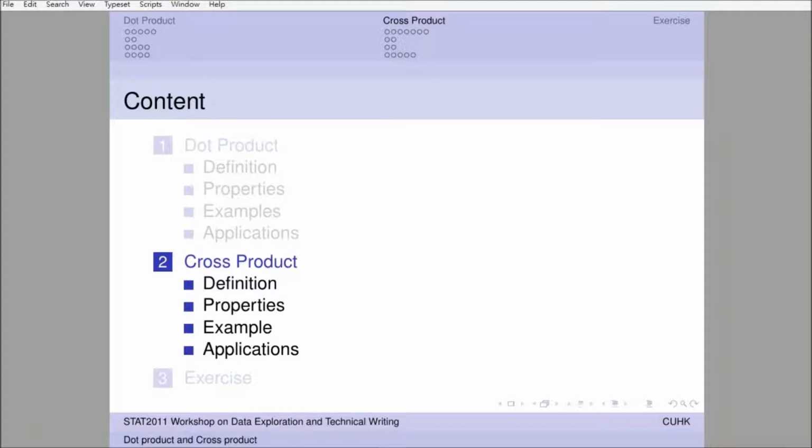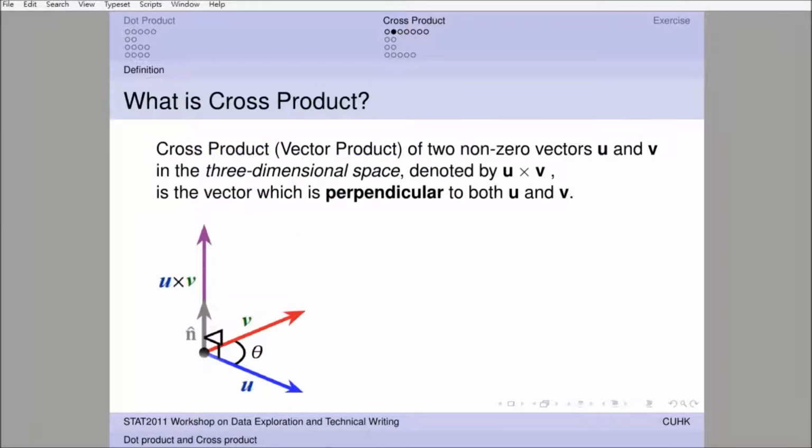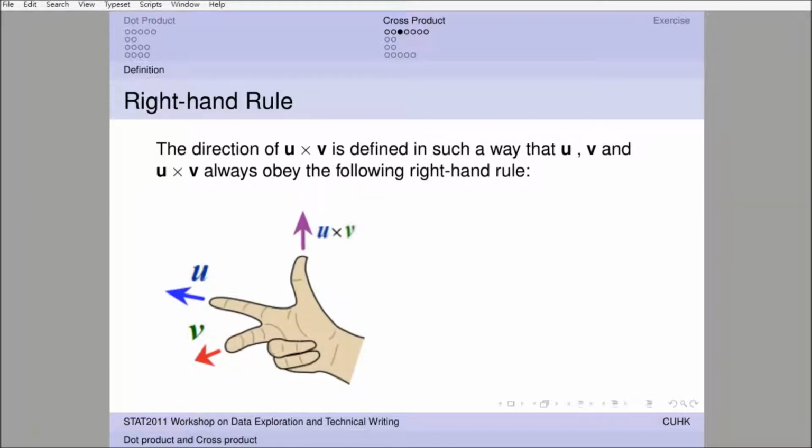Next, let's talk about cross product. Suppose we have two non-zero vectors u and v in a three-dimensional space. The cross product, or vector product, of u and v, denoted by u cross v, is the vector which is perpendicular to both vectors u and v. The direction of u cross v is defined by the right-hand rule. Vectors u, v, and u cross v always obey the directions as shown in the figure.